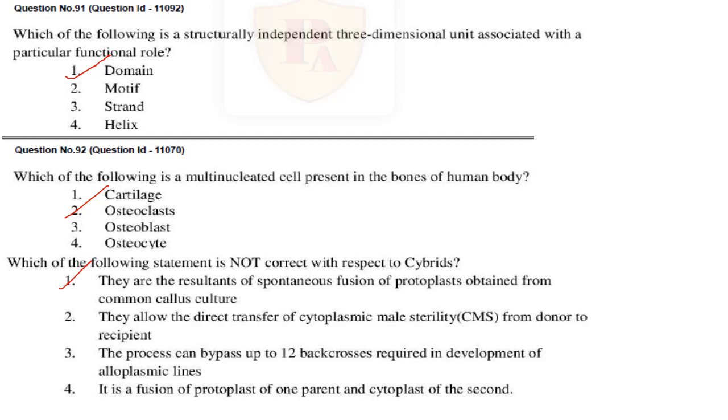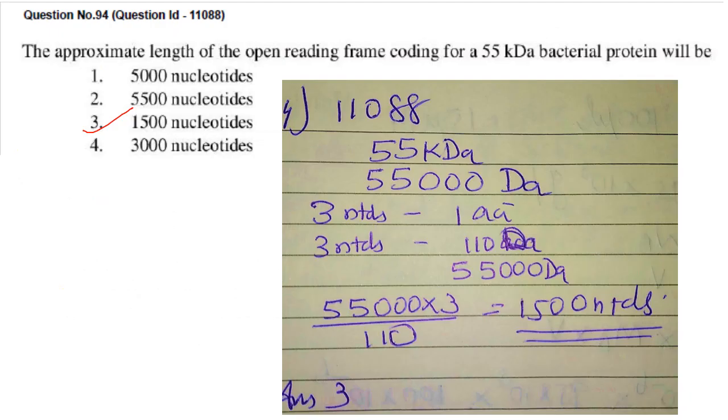They allow the direct transfer of cytoplasmic male sterility from donor to recipient. That is also correct. The process can bypass up to 12 back crosses required in the development of alloplasmic lines. That is correct. It is a fusion of protoplast of one parent and cytoplast of the second. That is correct. Not the fusion of protoplast obtained from common callus culture. It is not the fusion of protoplast. It is the fusion of protoplast of one parent and cytoplast of the second, which will result in a hybrid. So option 1 itself is not the correct answer.